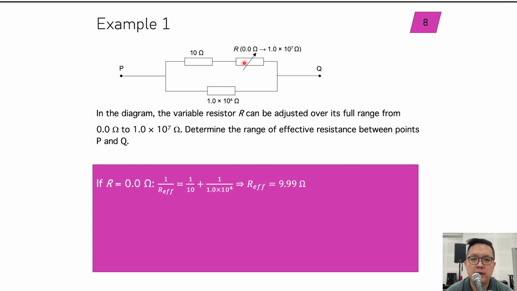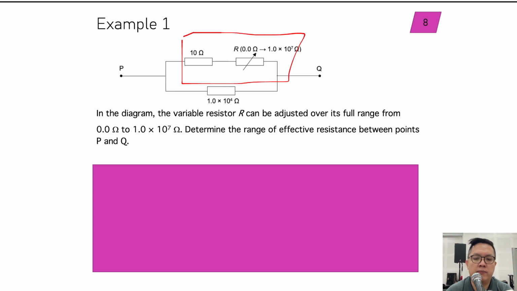First thing first, we set this R as 0 ohms. Then what we need to do is to add these two resistors in series first. These two must be added in series. Once I've done that, in series, this will be 1 over 10 plus 0. So this is 10 plus 0, then inverse it, plus the inverse of the bottom resistor in parallel, 1 times 10 power 4. And then you get this to be equal to 1 over R effective. Then you inverse it back, you get R effective to be 9.99 ohms.